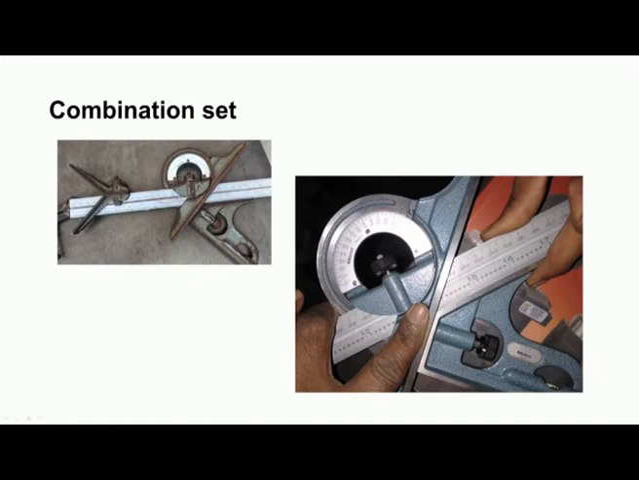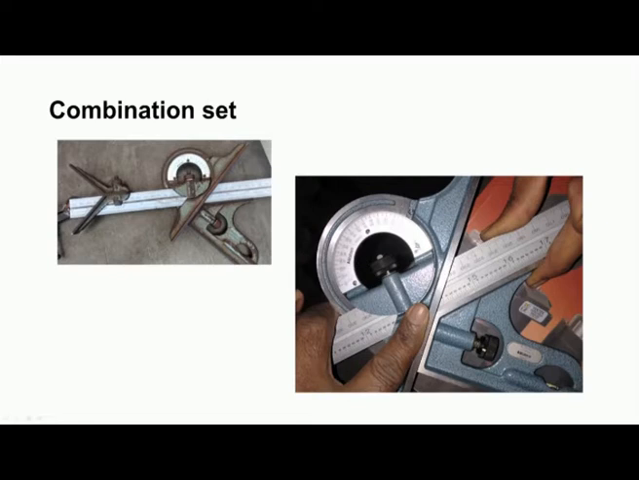We can see here we have a steel rule, then a center head, and then a square head, and this is the protractor part. We have a body, this is the blade which can be rotated, and we have the rotary scale here. This is a simple protractor wherein there is no vernier. You can see the details of the simple protractor.